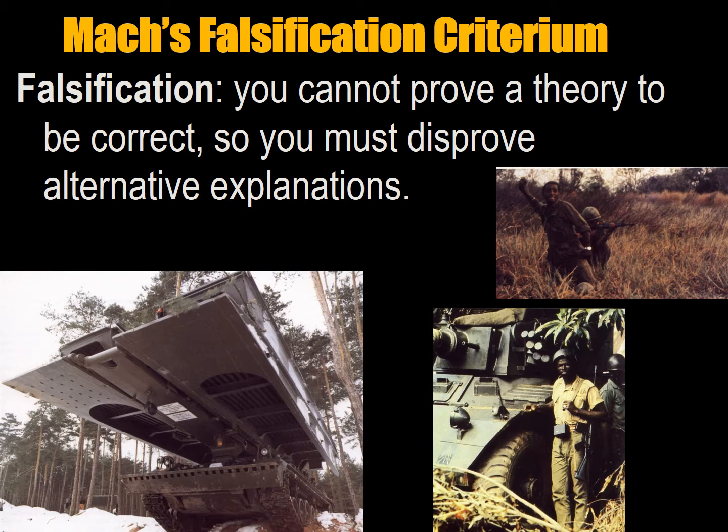So there are two solutions to the problem of not being able to prove anything. And the first comes from Ernst Mach, a physicist, who argued, well, you can't prove anything, but you can disprove. This is the criterion of falsification. So you cannot prove a theory to be correct, but you can disprove a theory to be incorrect.